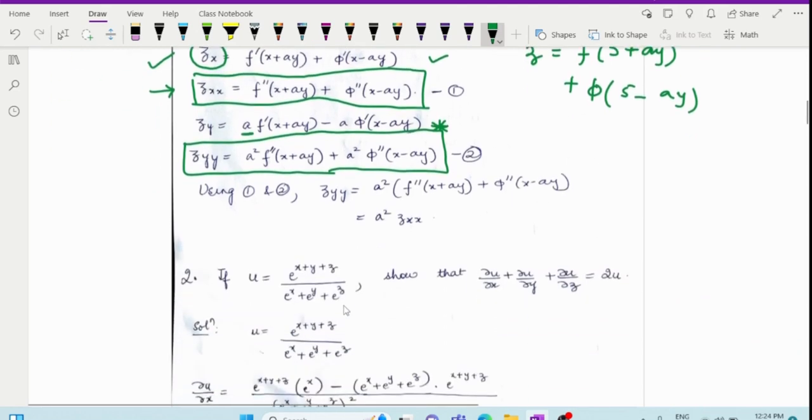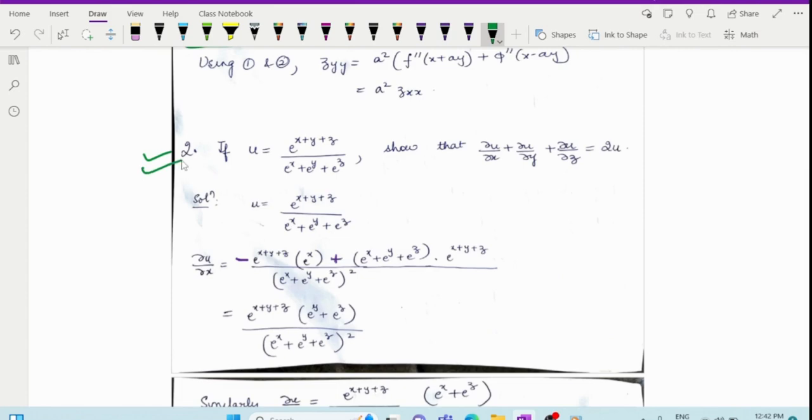So let's look at one more question. In this question, u is given to be a function of x, y and z. So there are three independent variables, x, y and z, on which u depends. The question is to prove that the sum of the first order partial derivatives del u by del x, del u by del y, del u by del z is twice of u.